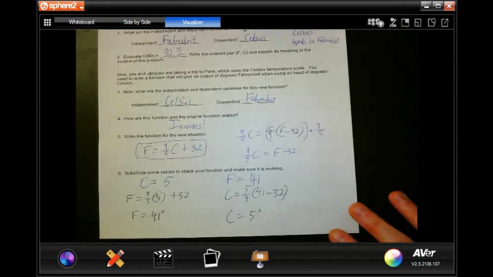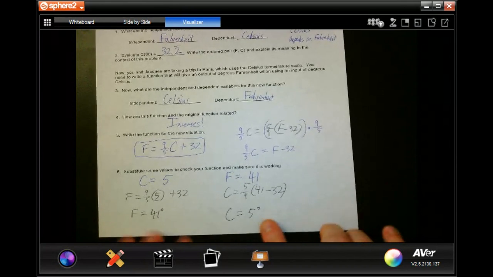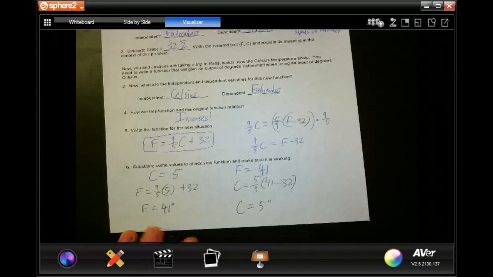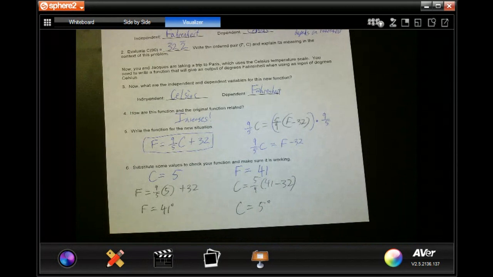Okay, just always ask yourself if these things make sense. Celsius is just above freezing, so 5 degrees is just above freezing in Celsius. Fahrenheit is 41 degrees, which is just above freezing, right? Not a whole lot. A bit, but not a whole lot.